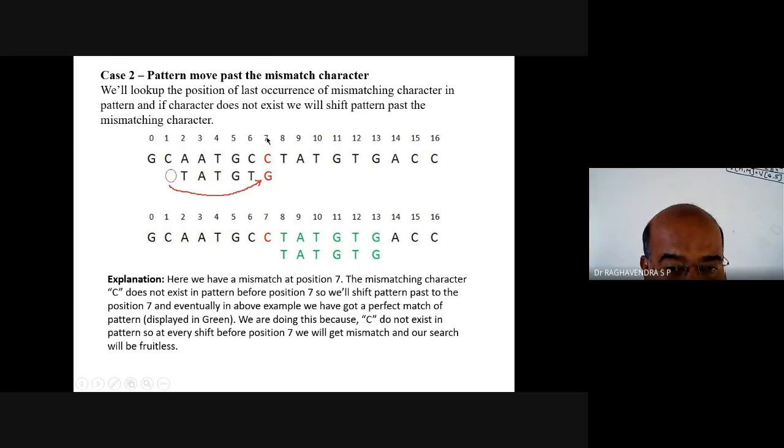Okay, since 7 is the position and C is not at all present in the pattern, what do we do? Leaving 7, what is the next position? What is the next position after 7? It is 8. So we have to align the pattern to 8. That means the entire pattern jumps fully. D aligns to 8, and A aligns to 9.